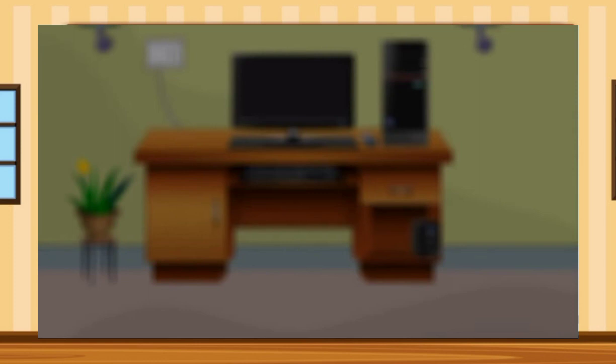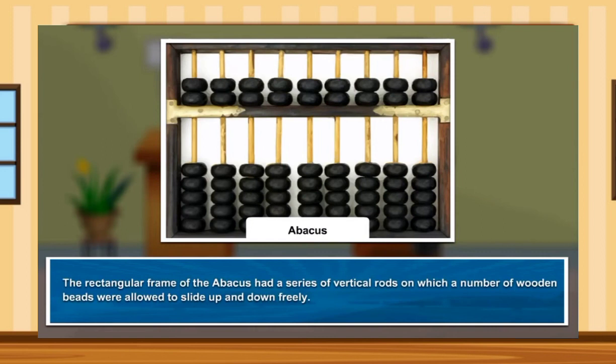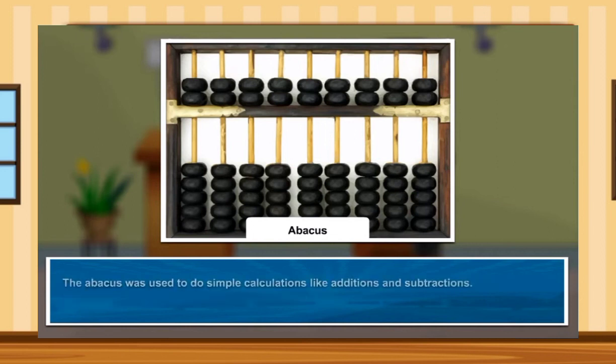Abacus. Abacus was the first calculating device. It was invented by the Chinese about 5,000 years ago. The rectangular frame of the abacus had a series of vertical rods on which a number of wooden beads were allowed to slide up and down freely. The abacus was used to do simple calculations like additions and subtractions. The three most popular types of the abacuses were the Chinese, Japanese, and Russian.